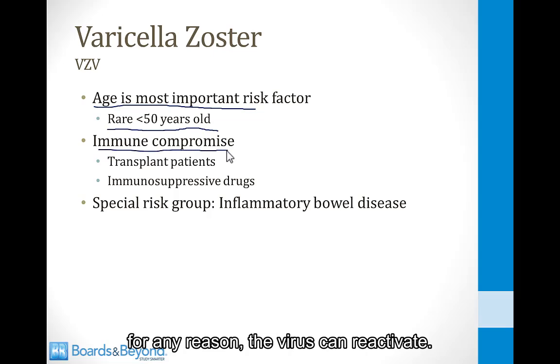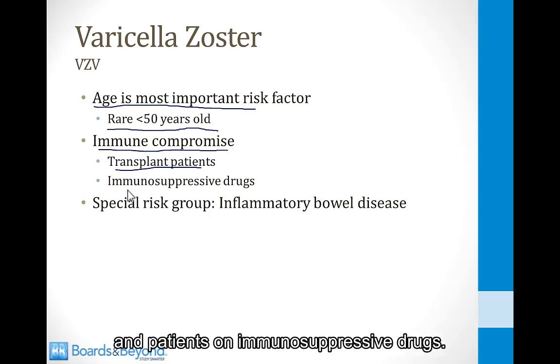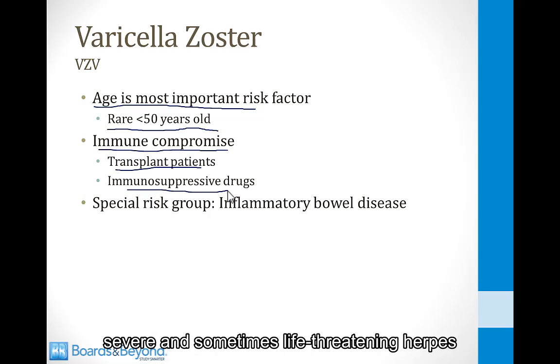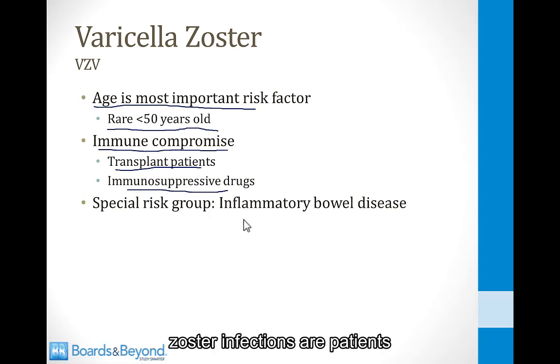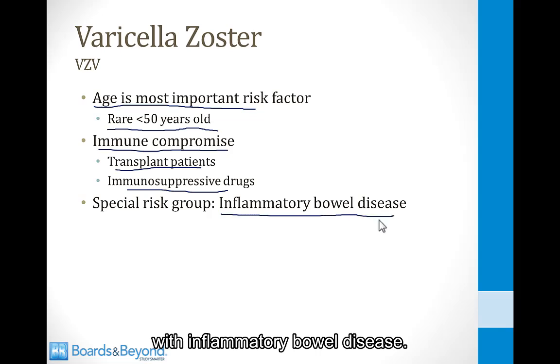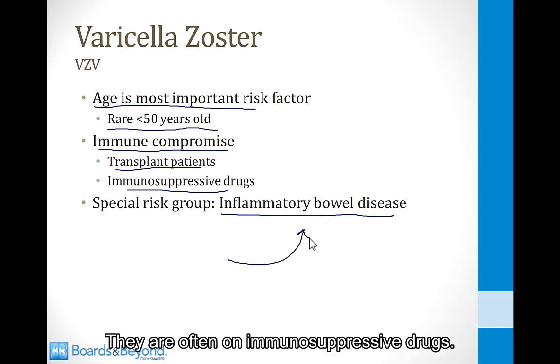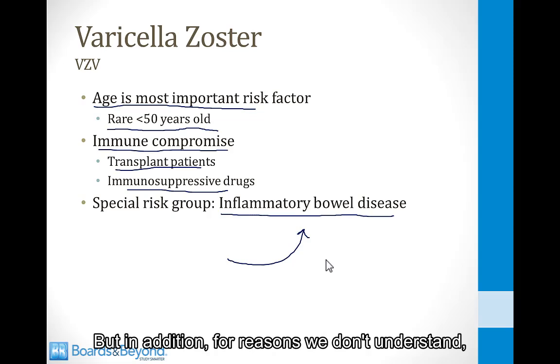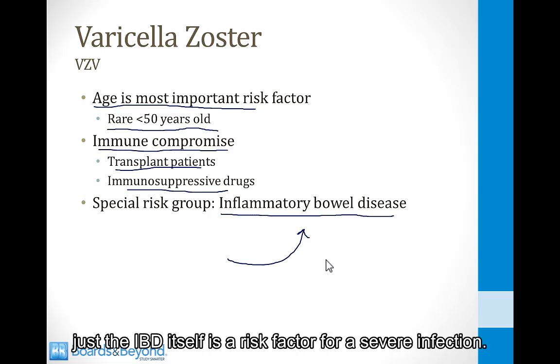The virus can reactivate. This happens in transplant patients and patients on immunosuppressive drugs. And one group you should know about that often has severe and sometimes life-threatening herpes zoster infections are patients with inflammatory bowel disease. Now, they are often on immunosuppressive drugs, so that's one risk factor, but in addition, for reasons we don't understand, just the IBD itself is a risk factor for a severe infection.